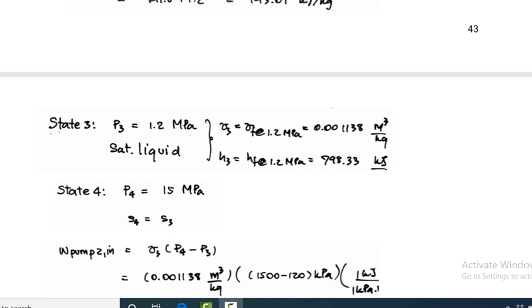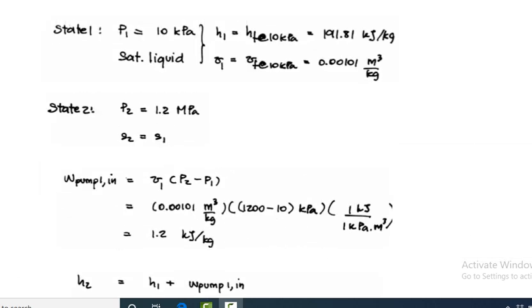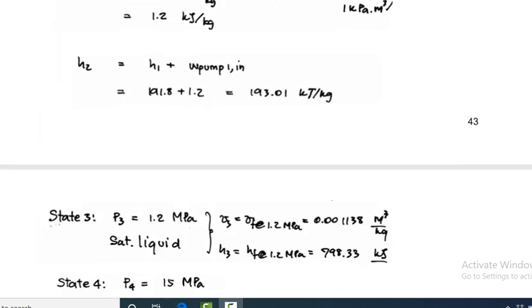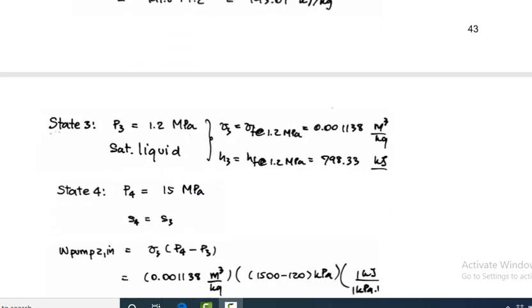Then state 3. Again go to state 3. This is the feed water: the water leaving the feed water heater and entering pump 2. This is the section, and again go to this section, state 3. Again, 1.2 megapascal, saturated liquid.